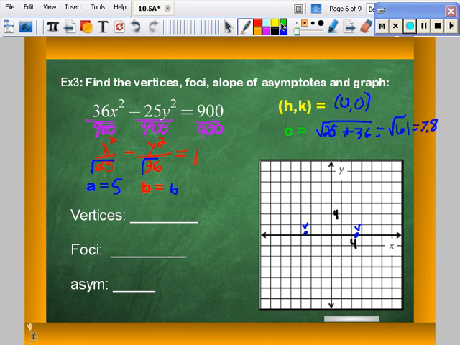And the 6 is going to go up 2, 4, 6. So plot my green dot there, down 2, 4, 6. There we go. And let's make our box. I'm just going to reveal mine here. There you go. You go ahead and do the same. Get that on your graph.